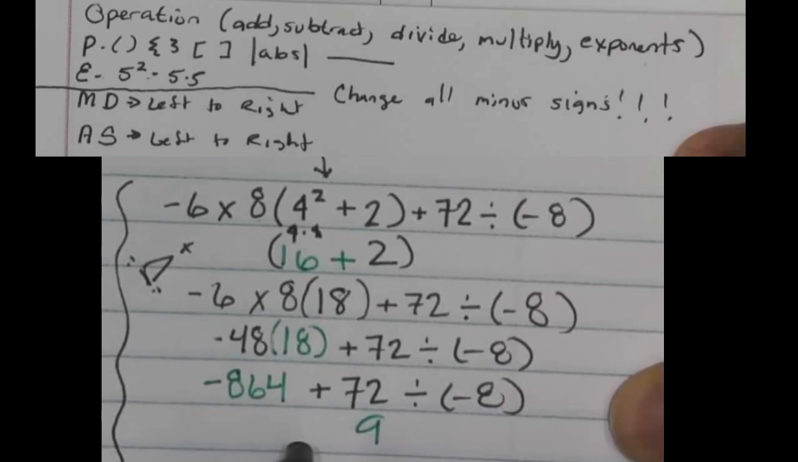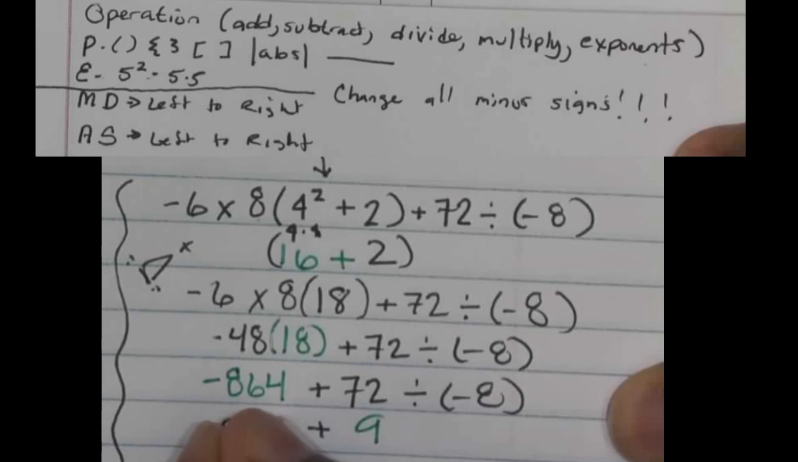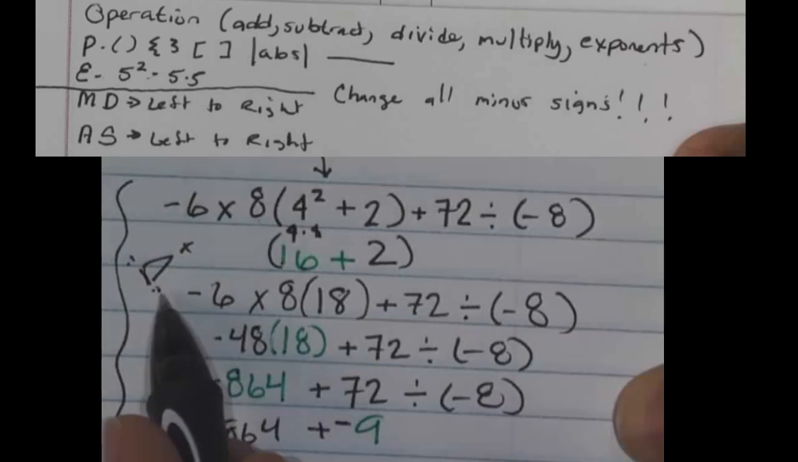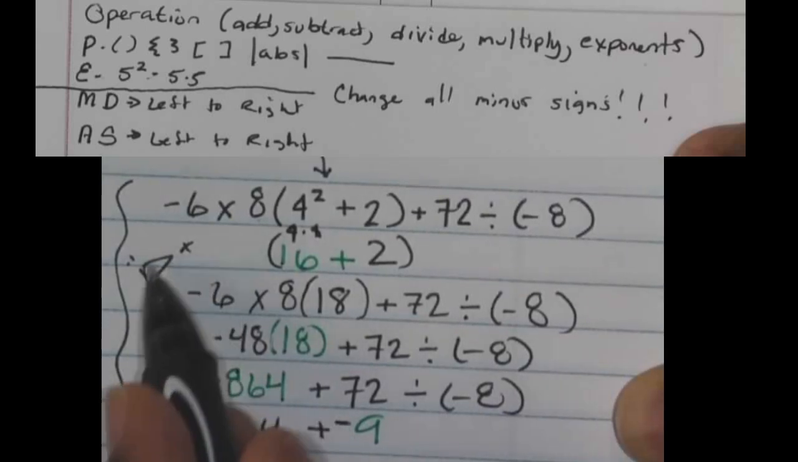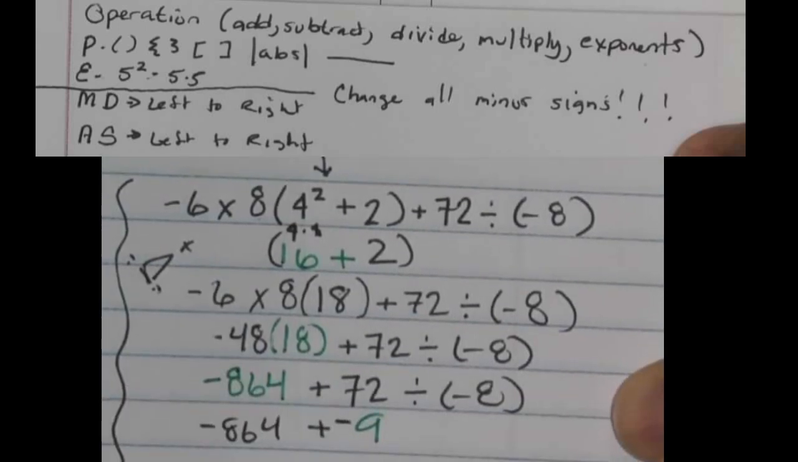And then we bring down that plus -864. And what kind of 9 is it going to be? That's right. Why? Because we're doing negative divided by positive, negative. You always use that triangle with multiplication and division.